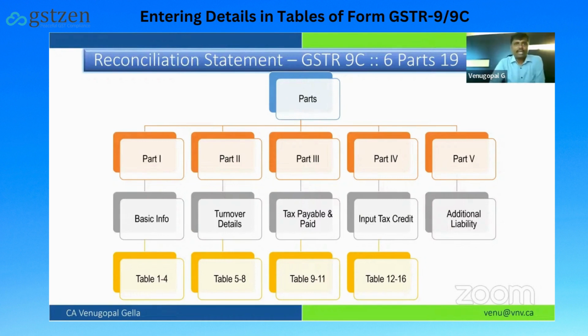So how do I derive my gross tax liability? Turnover multiplied by rate of tax. Is it all the turnover? No, it's only taxable turnover. So how do I get the taxable turnover? Total turnover minus exemption gives me taxable turnover.